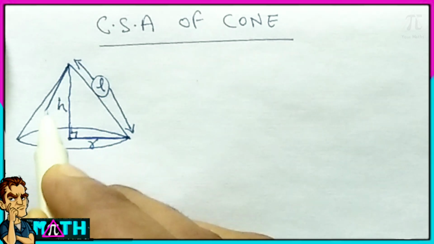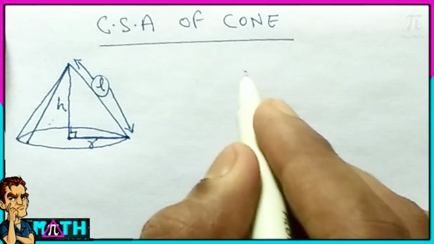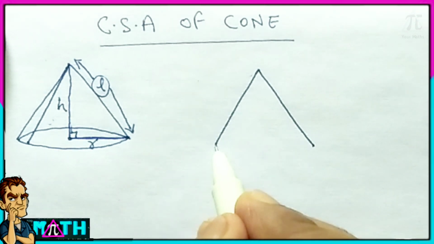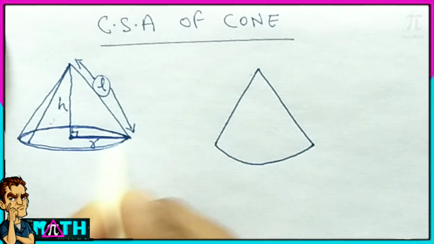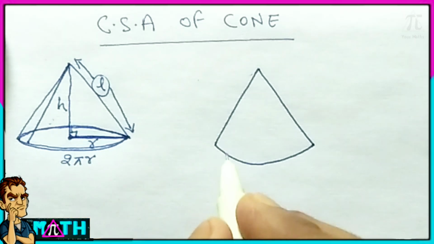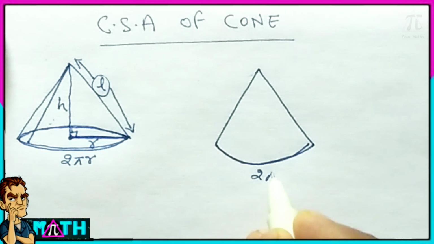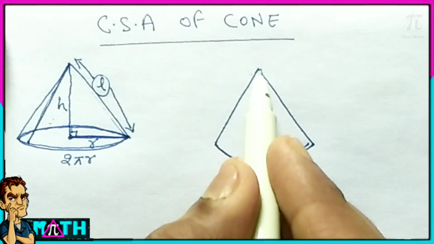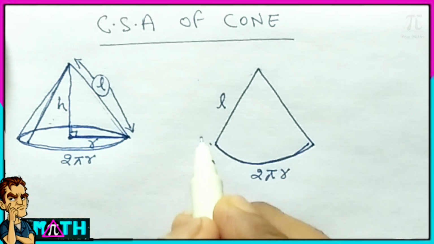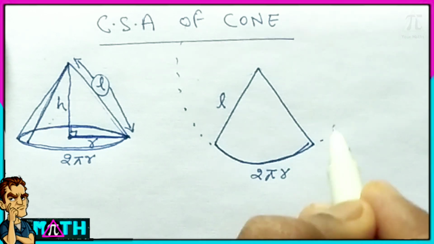From here, if I cut the cone, then we will get this type of surface. Now here you can see that the circumference of the base circle is 2 pi r, and this is also that same thing, 2 pi r. And now this is the slant length, and if I cut it, this will also be L, and I will draw a circle like that.